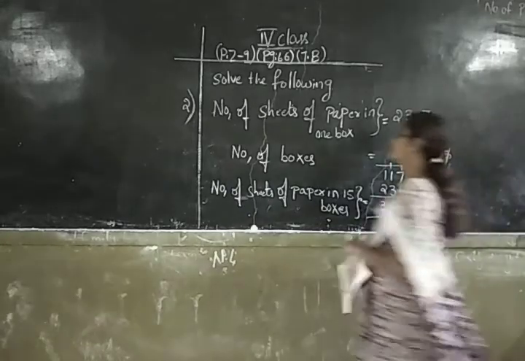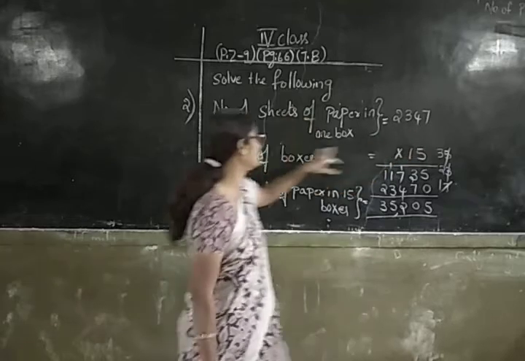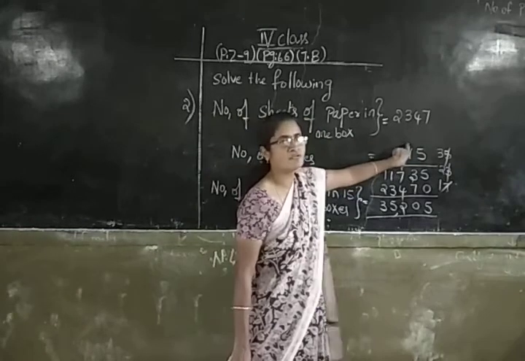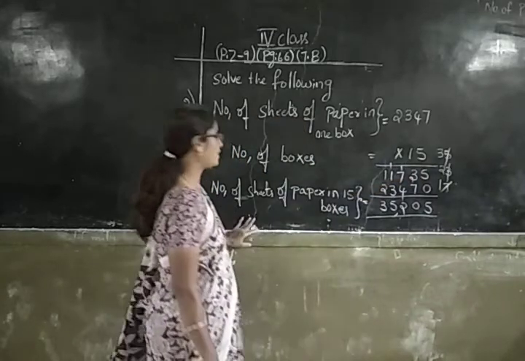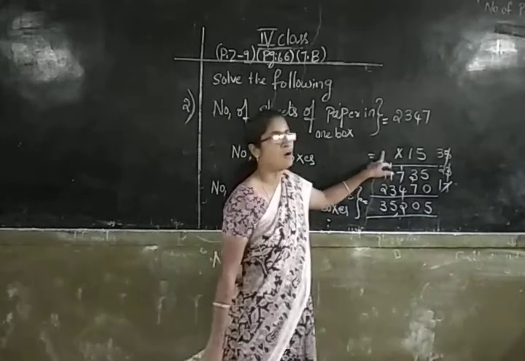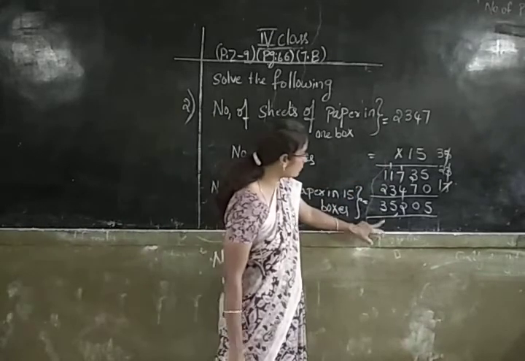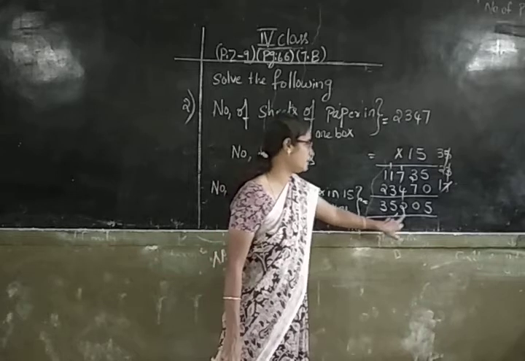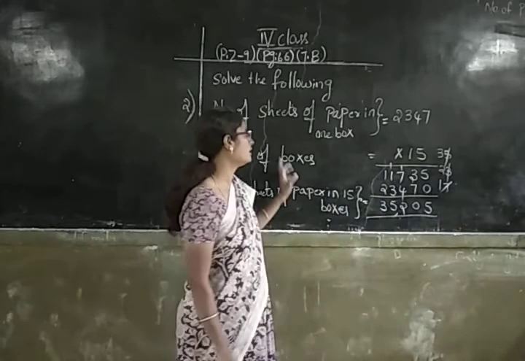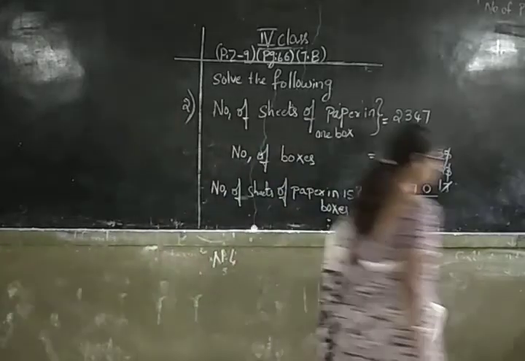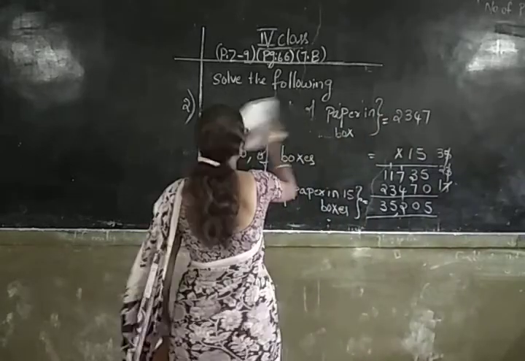Okay children, did you understand? It is given that there are 2,347 sheets of paper in one box. Now we have to find out how many sheets of paper are there in 15 boxes. So what we have to do? Here we have to use the operation multiplication. There are 35,205 sheets of paper in 15 boxes. Now let us do the third sum.